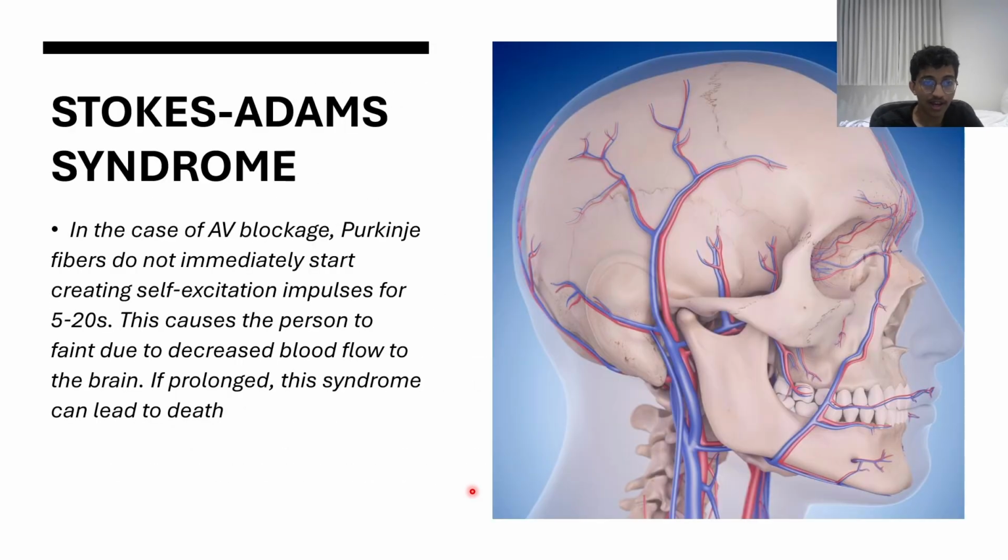Okay, now in the case of AV blockage, the Purkinje fibers, like we said, take over ventricular contractions, but they don't immediately take over. It takes 5 to 20 seconds usually for them to start generating self-excitation impulses. Now, during this 5 to 20 seconds, there won't be ventricular contraction, so there won't be blood being pushed to one of the most important organs in our body, the brain.